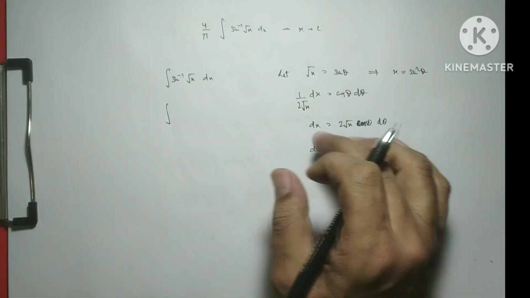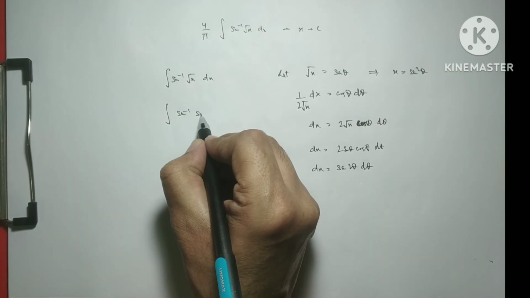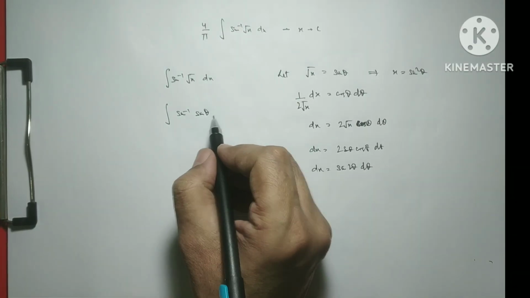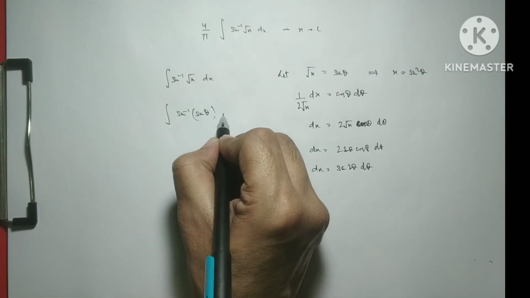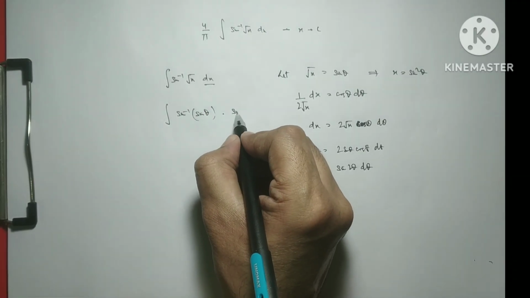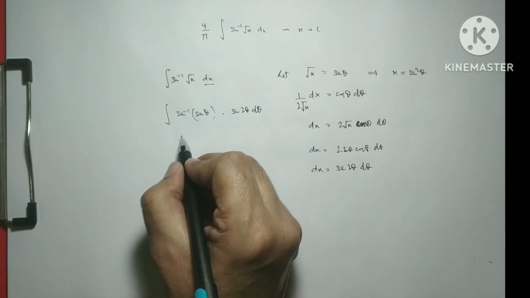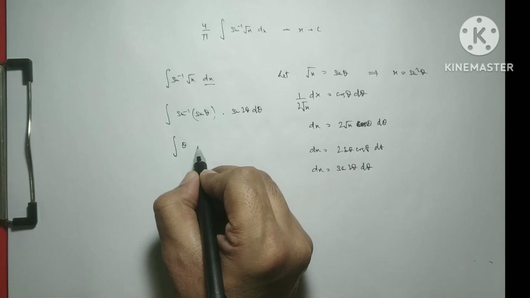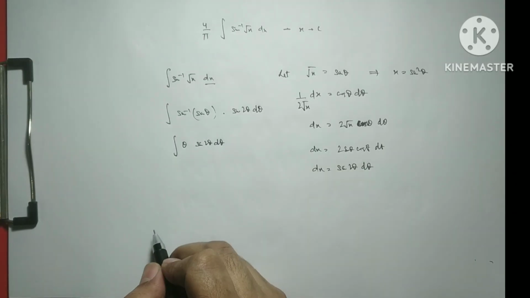Right now we substitute these values. Sin inverse sin theta, we substitute the value of root x as sin theta, and the value of dx is sin 2 theta d theta, and this becomes theta only, and it is theta sin 2 theta d theta.